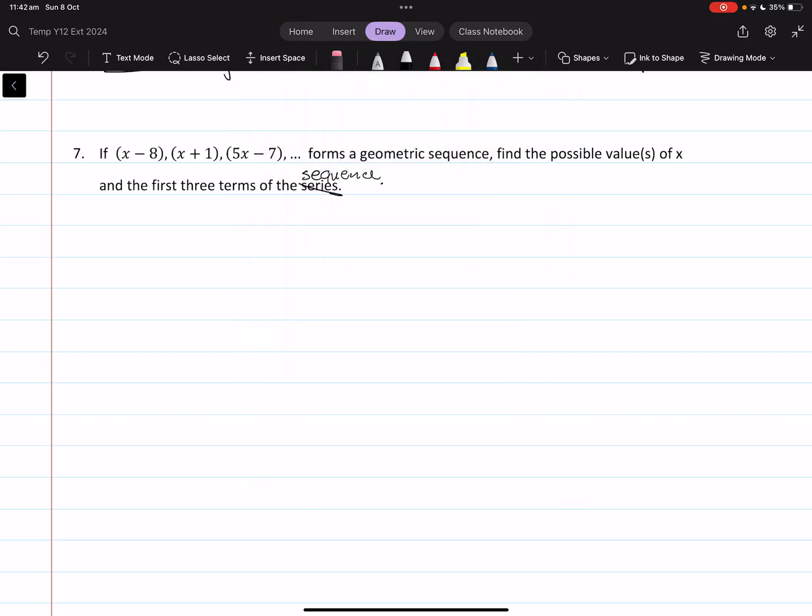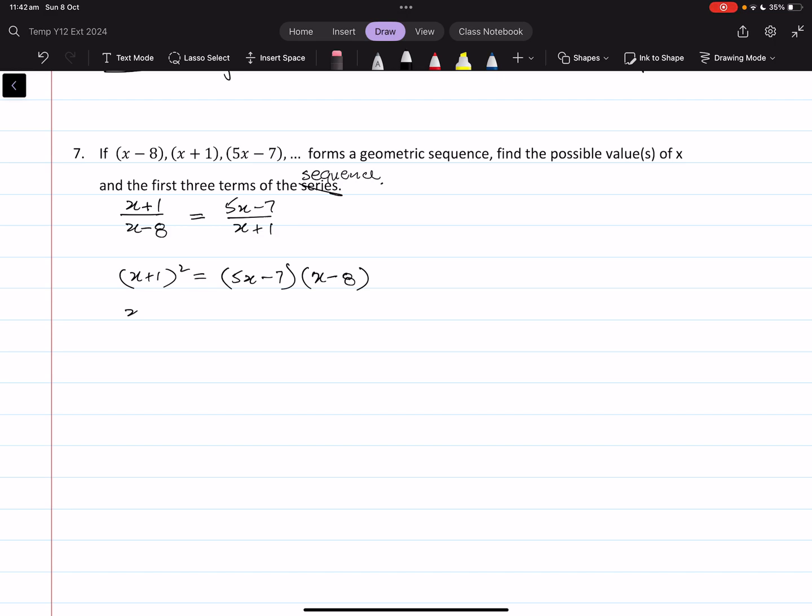if it is in a geometric sequence, then term 2 divided by term 1 must equal term 3 divided by term 2, because it's got to have a common ratio. If it forms a geometric sequence, and we're told that it does, then term 2 divided by term 1 must equal term 3 divided by term 2, because that's the common ratio. Let's cross multiply now. Cross multiplying, we get x plus 1 all squared is equal to 5x minus 7 times x minus 8. And all we're going to do now is solve this equation.